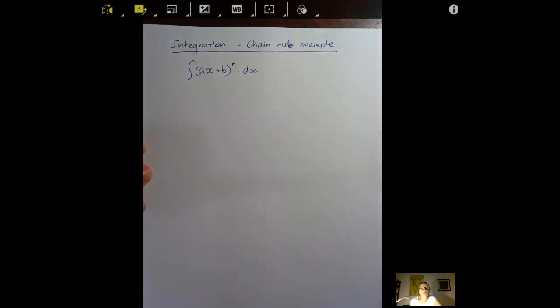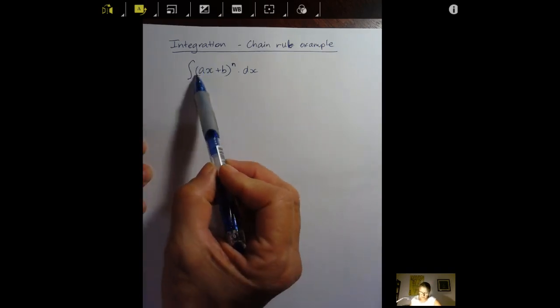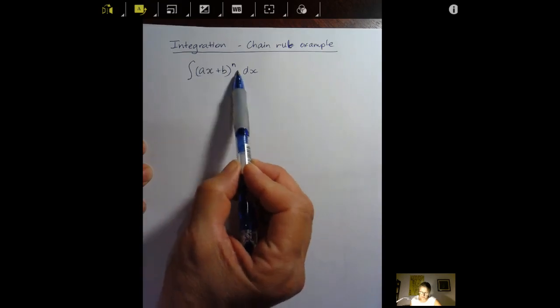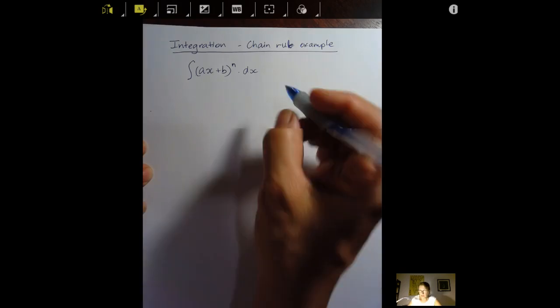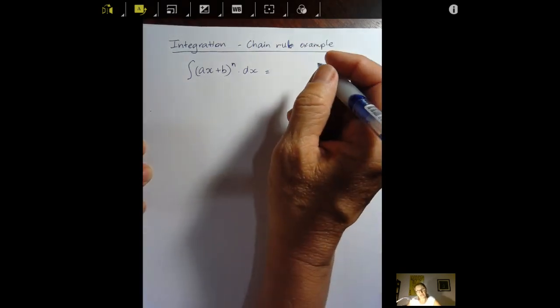Hi, what we're going to look at is the chain rule as it applies to integration. Just like when we were differentiating, you can see here that I've got a function within a larger function, so I'm going to be using the chain rule. The processes have a lot of similarities.